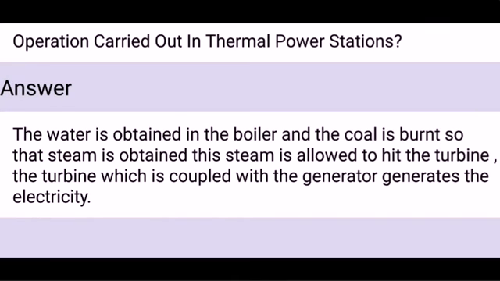How does operation work in thermal power stations? The water is heated in the boiler and the coal is burned so that steam is obtained. This steam is allowed to hit the turbine. The turbine, which is coupled with the generator, generates the electricity.